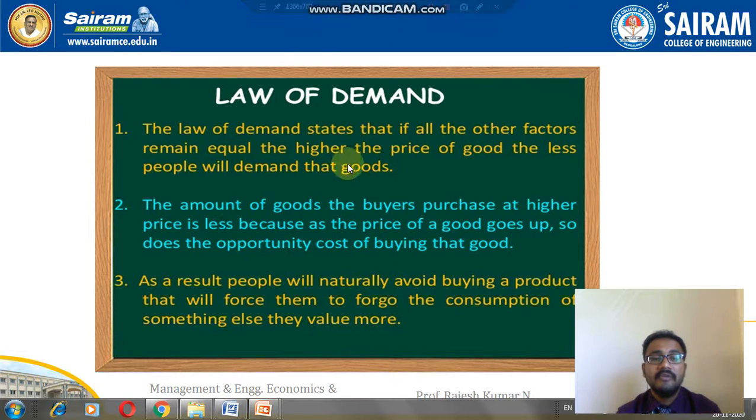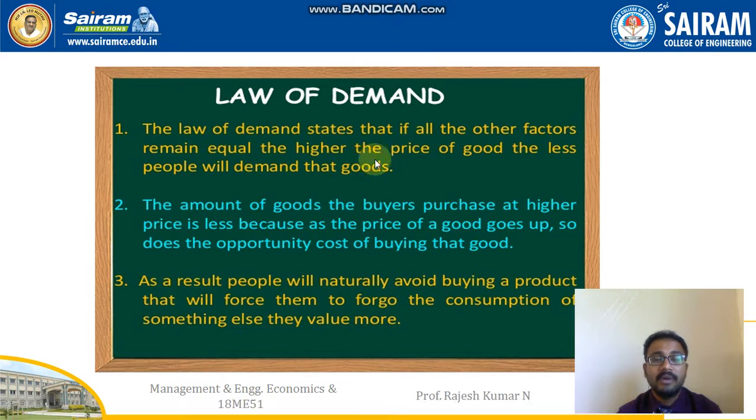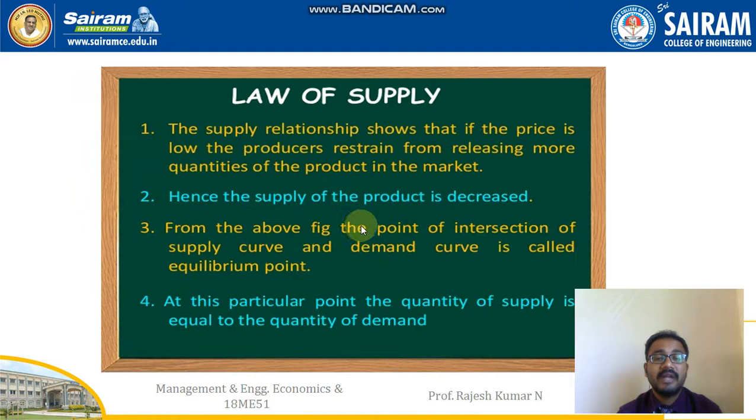And this law of demand states that if all the other factors remain equal, the higher the price of the good, the less people will demand that good. The example I said is the mobile phone. So the goods you can replace with the mobile phone, and the amount of goods the buyers purchase at the right price is less, because as the price of a good goes up, so does the opportunity cost of buying that good. As a result, people naturally avoid buying a product that will force them to forgo the consumption of something else they value more.